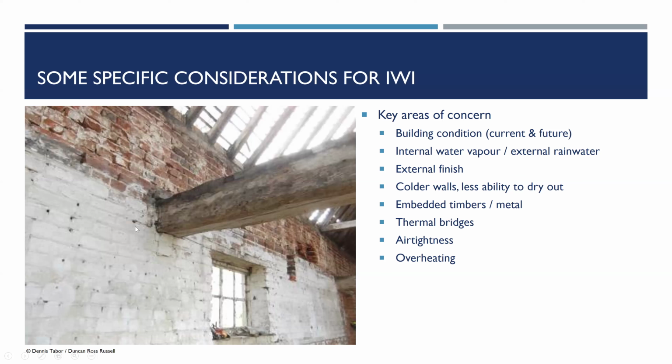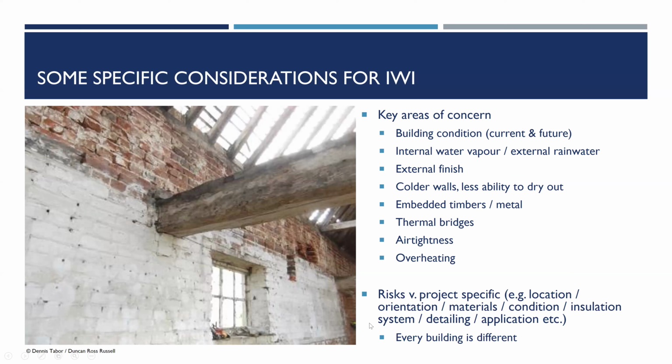What are you doing about embedded timber and metal elements? Can you address thermal bridges? What's your air tightness strategy? And are you mitigating against overheating risks? Risks are very project specific. They really depend on where you are, what direction you're facing, what materials you're using, whether the building's in good nick, what type of insulation and how much you're using, how well it's designed and installed, and so on and so on.